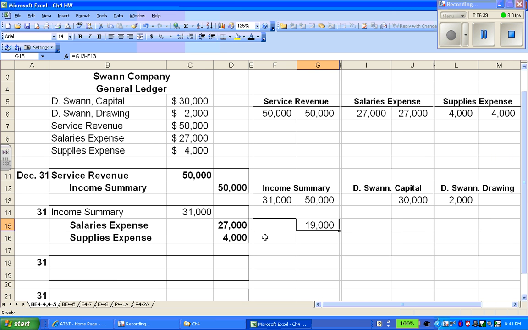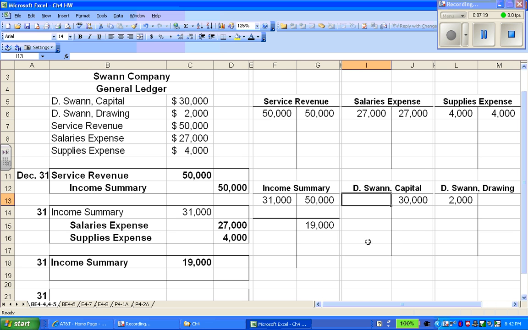So we have in our income summary a credit balance of 19,000. If I want to zero this out now, I would have to debit this for 19,000. So my debit to income summary is 19,000. And what I'm going to credit is my capital account. Remember, just like your owner's equity statement, when we prepare that owner's equity statement, we start with our capital balance and then we add in any net income or any net loss. We'll also subtract out any drawings, and that's exactly what you're doing here.